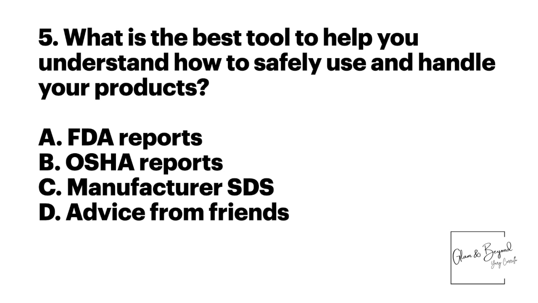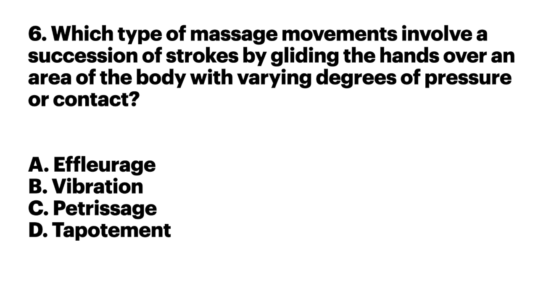Number 5, what is the best tool to help you understand how to safely use and handle your products? Is it A. FDA reports, B. OSHA reports, C. Manufacturers SDS, D. Advice from friends? The answer is C. Manufacturers SDS.